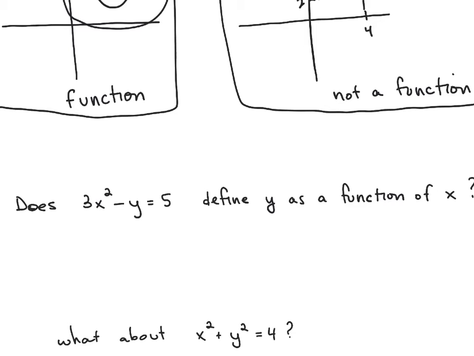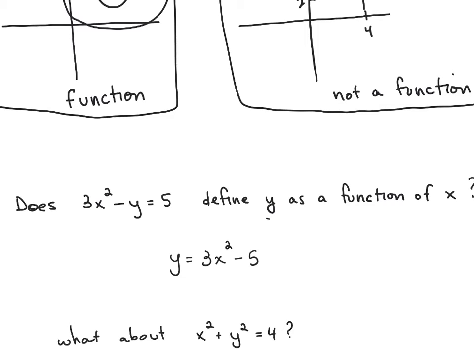And really, if we're interested in whether it defines y as a function of x, we need to rewrite the equation in terms of x. We need to write y in terms of x, so solve for y, essentially. So if we got y by itself, what I would do is add y to that side and then subtract 5 from that side. So we would get y equals 3x squared minus 5. Now, we're not going to graph this.